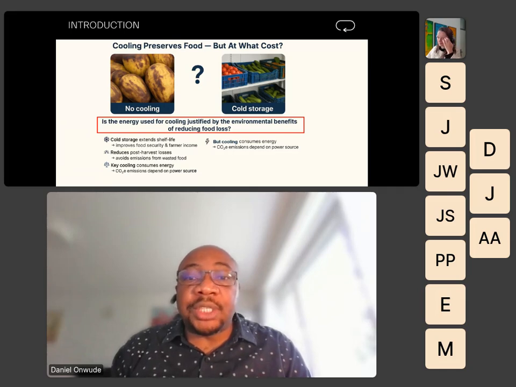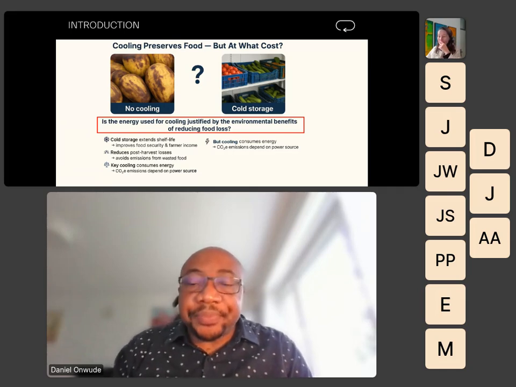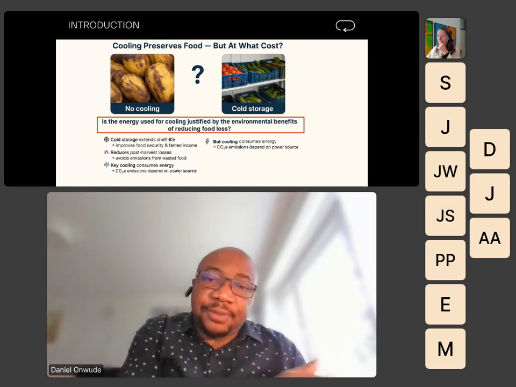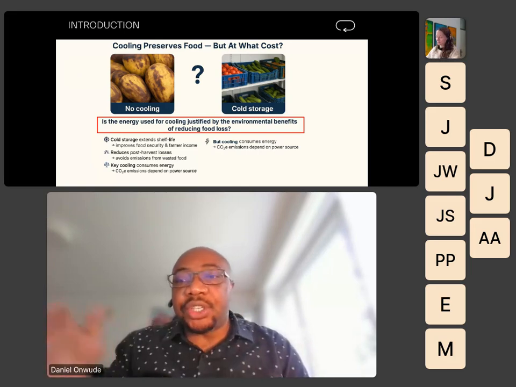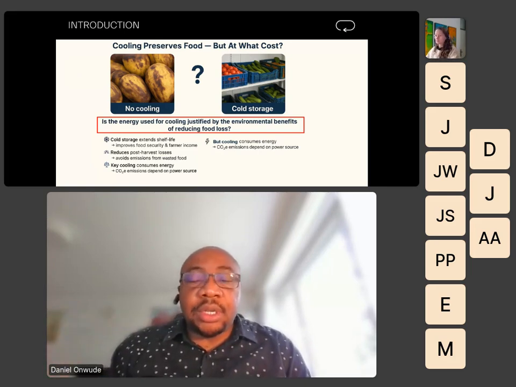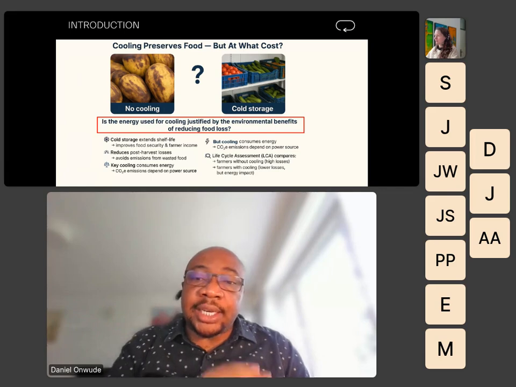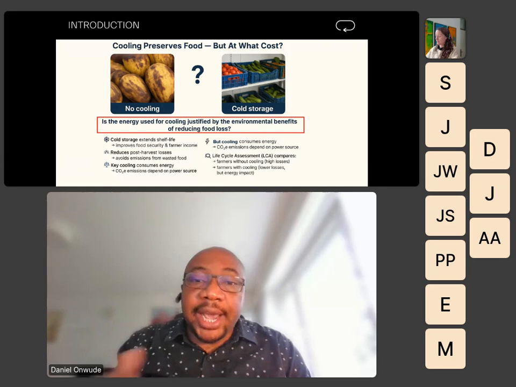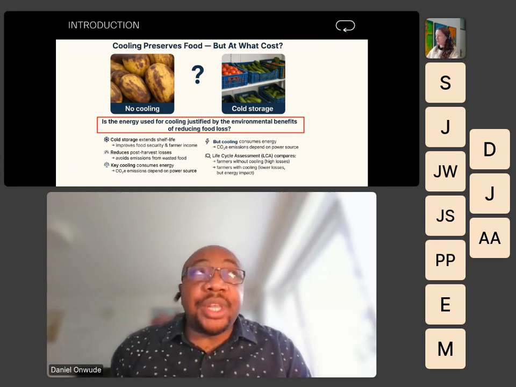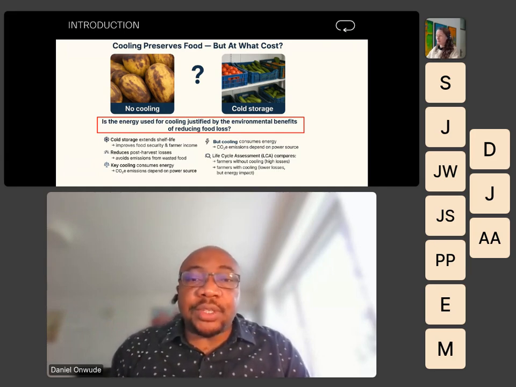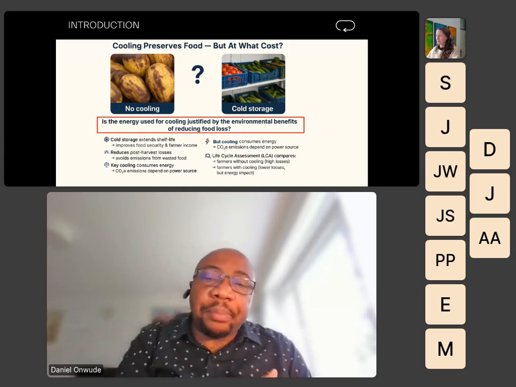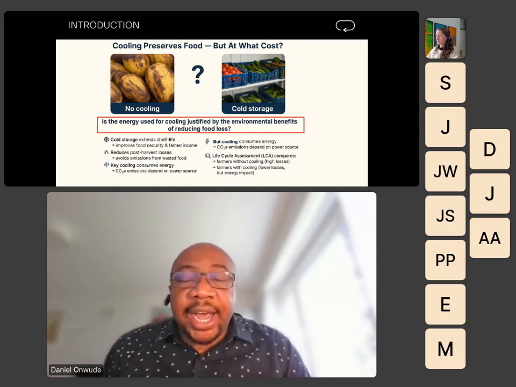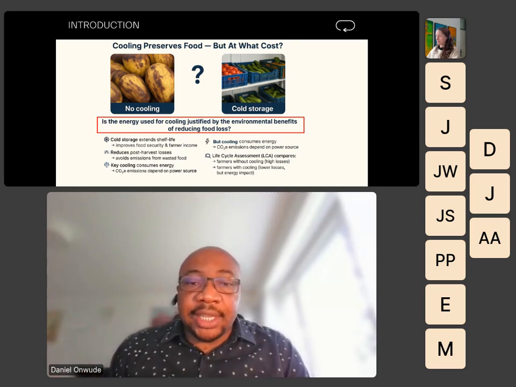So we decided to deploy a systematic way that can compare the emissions avoided by reducing food loss with the emissions created by running a cold room. In this approach, we use the life cycle assessment method, or what is often called LCA. With this method, we compare two scenarios: one where produce is cooled using decentralized cold rooms, and one where no cooling is applied and losses are higher.